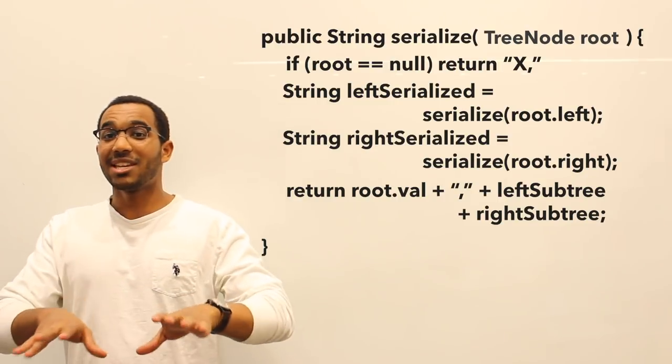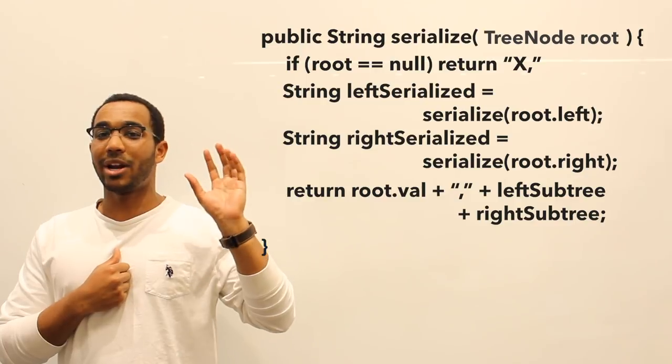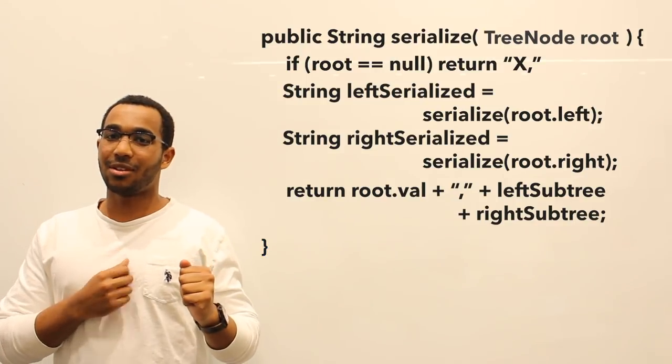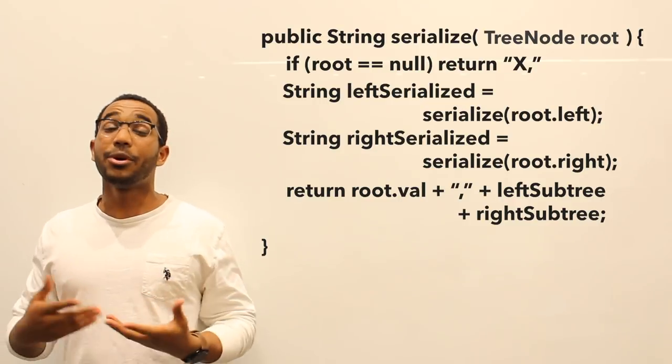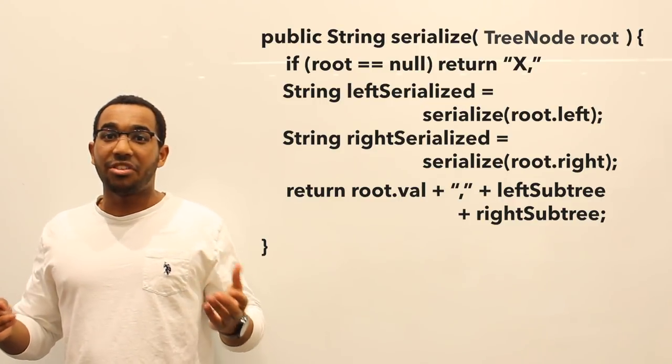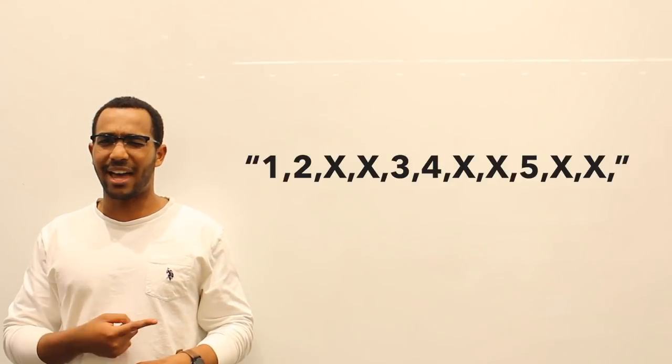And when they base case out, they'll come back to me. When they come back to me, I say, hey, I know what I am. Let me append myself to the serializations I just got back. So now we know that. And I think we're prepared to deserialize. Our serialized representation looks like that.